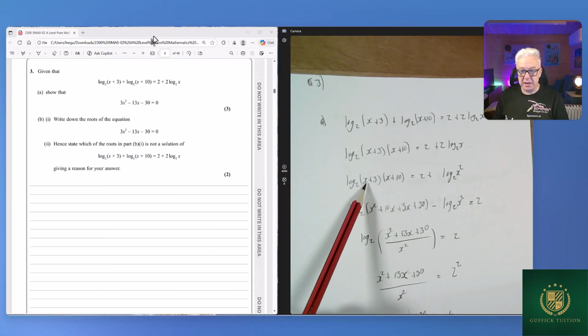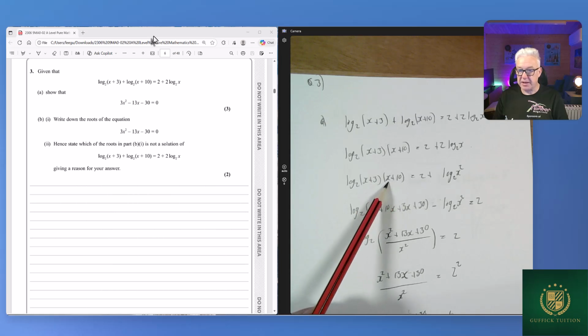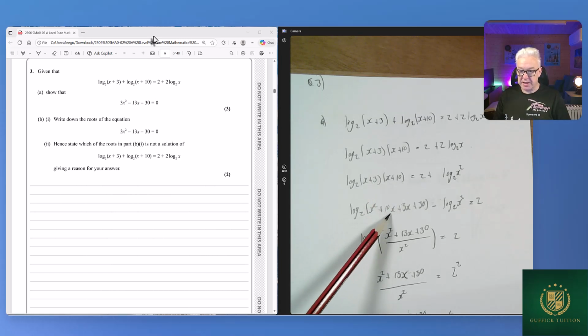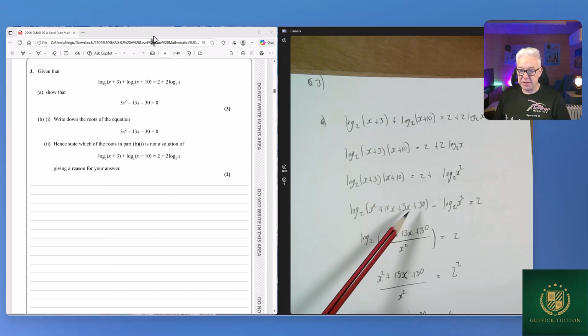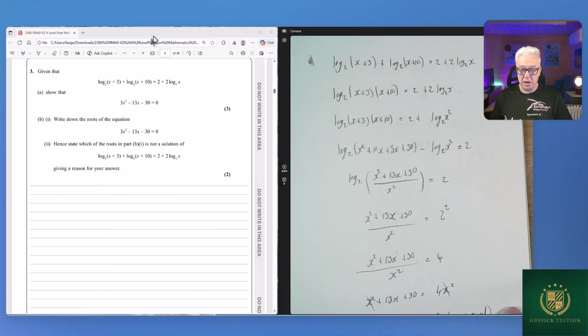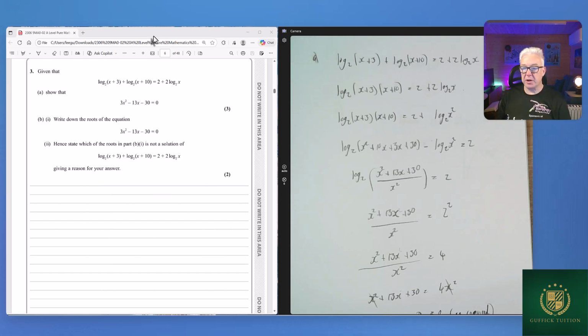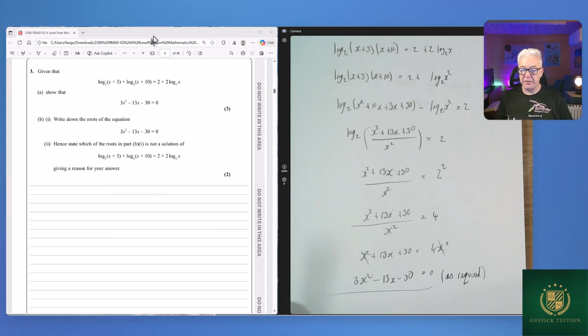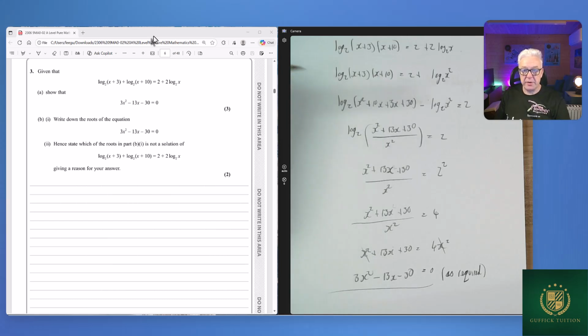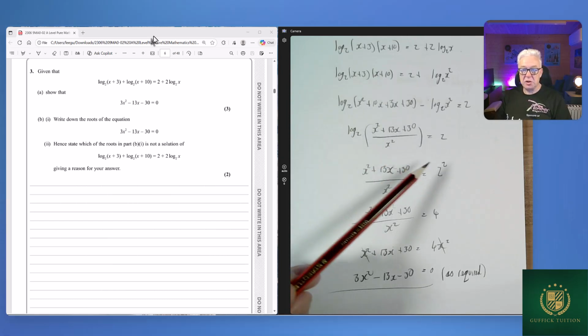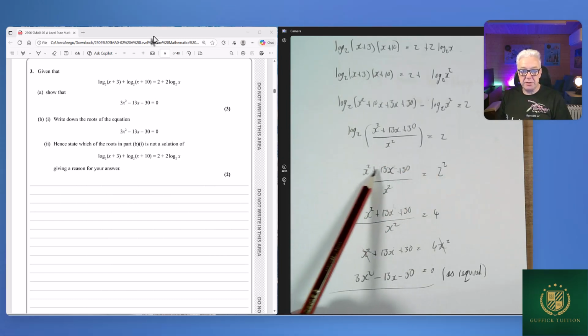And I've expanded the (x + 3) times (x + 10) as well, to give me x² + 10x + 3x + 30, and then you collect like terms, and we've got log to the base 2 of this expression now. Now at this stage, the next thing we're going to do is reverse the logs. Okay, so let's now reverse the logs. So that means that we now write that 2² is equal to this expression.